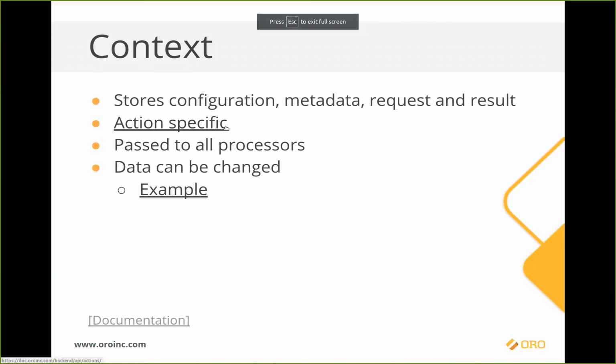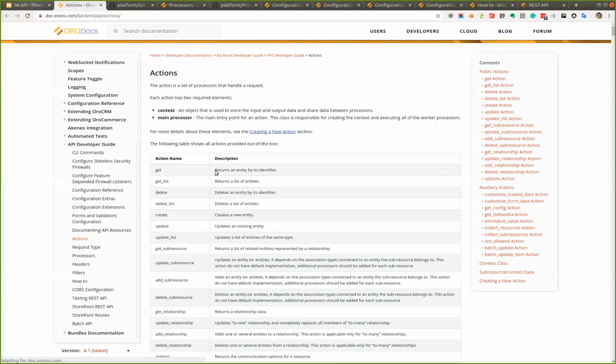So context, as you can see, it will be action specific. So here I have the action, and for each action there is one context, and also there is a main processor. So this is the entry point. It has the registry of all the processors for a given action, and they will be executed. And now, how are those being executed?